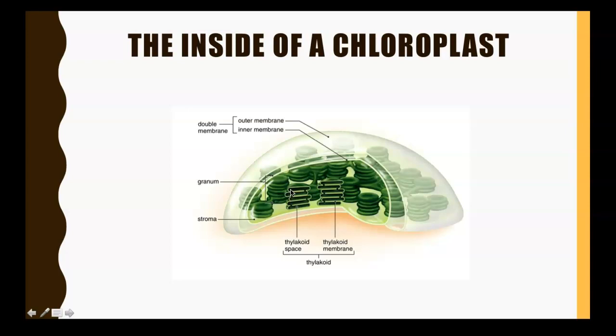And then the fluid like portion inside, which we find all around here, is called the stroma, and that is where the Calvin cycle occurs. So again, stroma is the fluid like portion inside the chloroplast. Thylakoids are one single flattened green disc. Granum are multiple thylakoids stacked on top of one another.